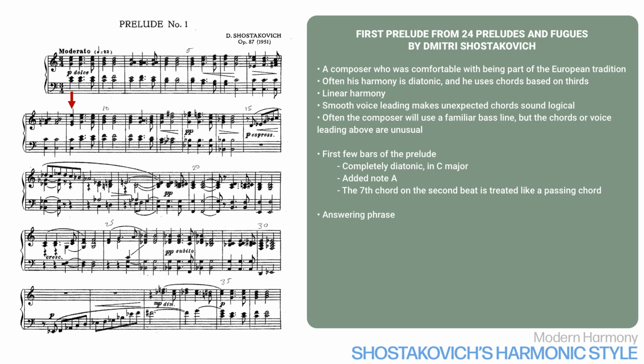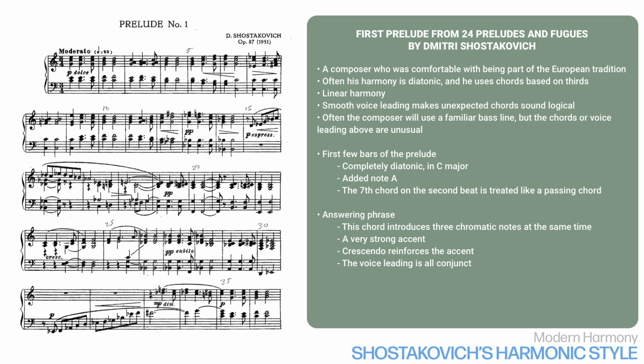The following answering phrase starts the same way, but look at what happens in measure 12 on the second beat. This chord introduces 3 chromatic notes at the same time: A flat, C flat, and F sharp. These simultaneous alterations give this chord a very strong accent within such a diatonic context. The crescendo reinforces the accent. Note that the voice leading is all conjunct and that there's one common tone, G. Another clear example of linear harmony.